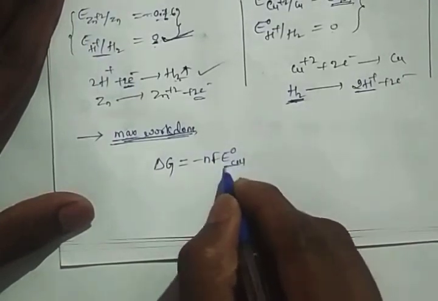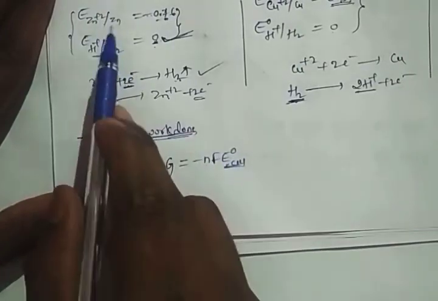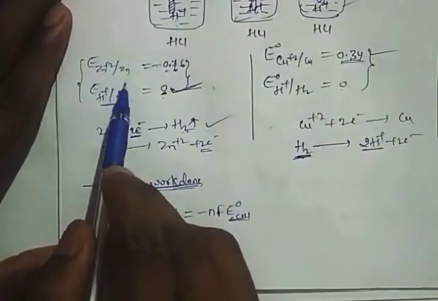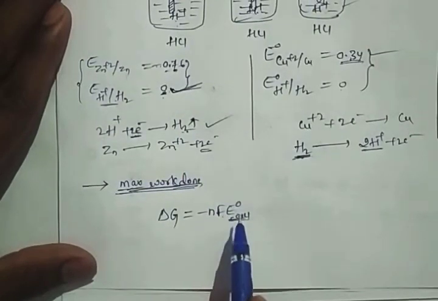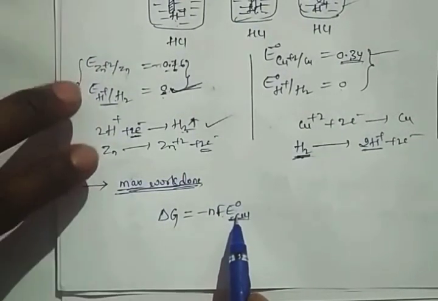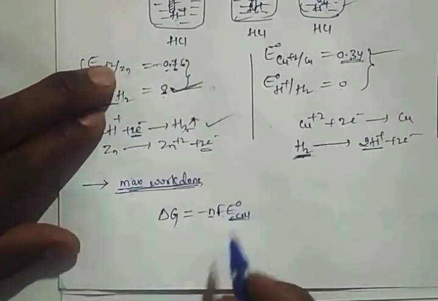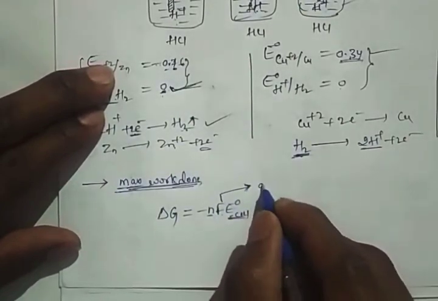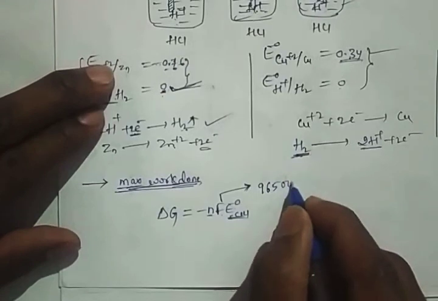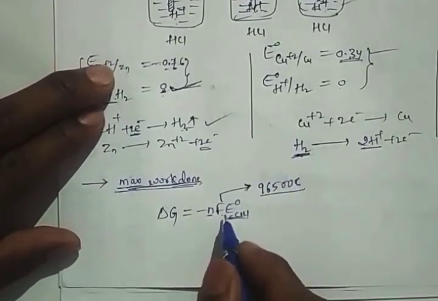So by knowing this E naught of the cell, to get the cell value you need the electrode potential. By knowing the electrode potential values you can find out E naught of the cell potential. And here n is the number of electrons involved in the reaction. F is the Faraday constant. It is 96,500 coulomb. It is constant.